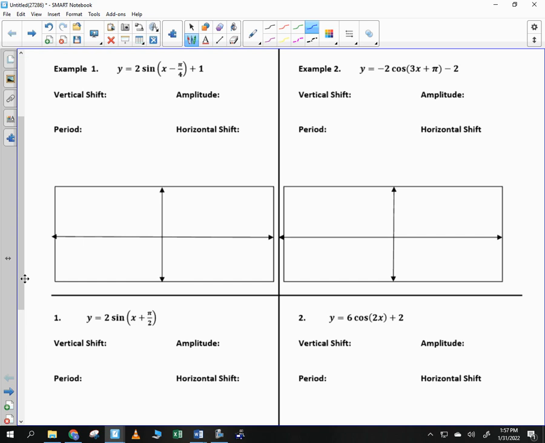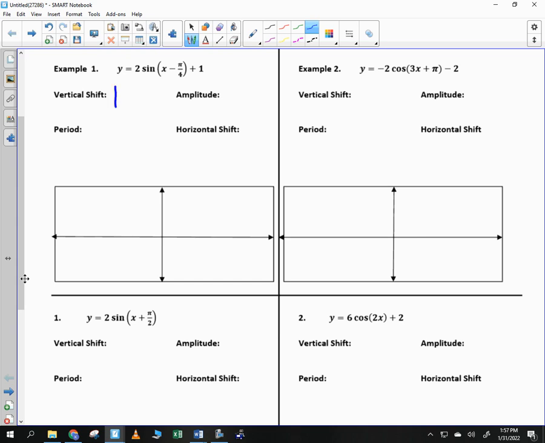Okay, here we go. We're going to do these two examples together, and then you are going to work on the rest. Vertical shift. It's the first worksheet, very first. They're out of order, so. All right, vertical shift is 1.